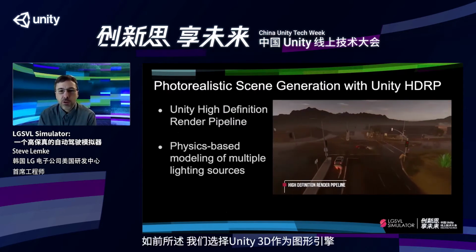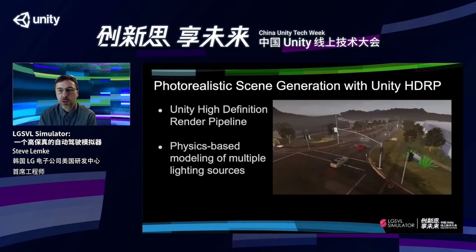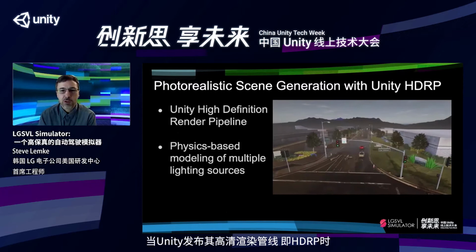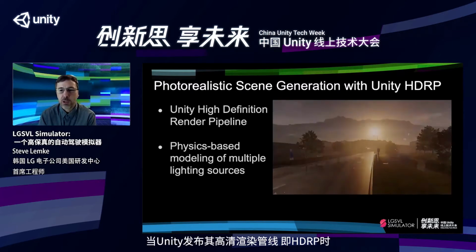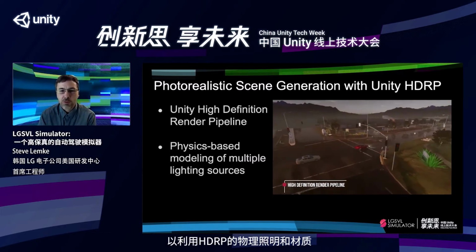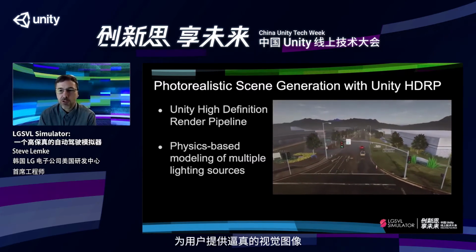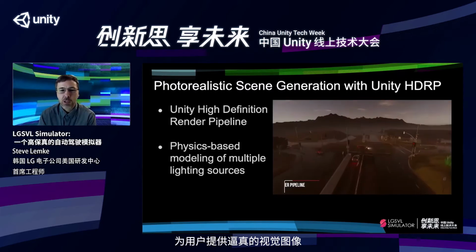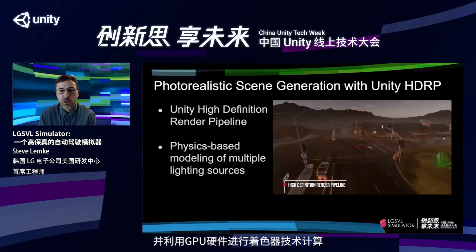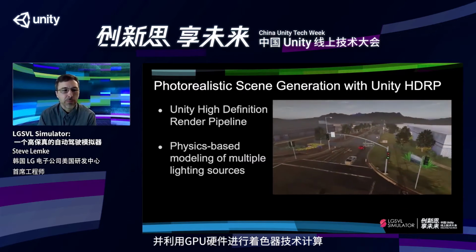As I mentioned earlier, we chose Unity 3D as the graphics engine to power LGSVL Simulator, and when Unity released their high-definition rendering pipeline, or HDRP, we made the decision to adopt it in our simulator, in order to give our users photorealistic visual imagery by taking advantage of HDRP's physically based lighting and materials and compute shader technology, which takes full advantage of available GPU hardware.